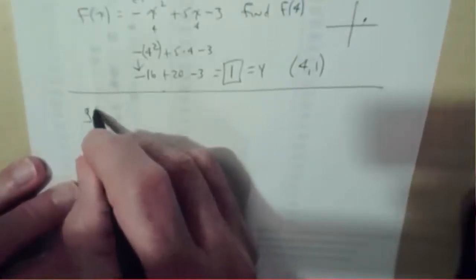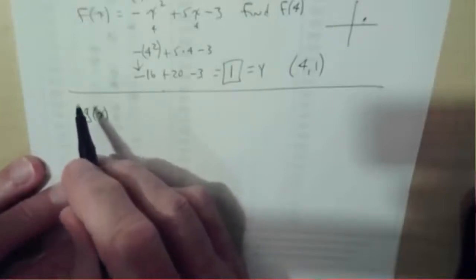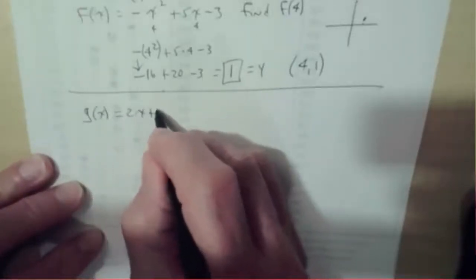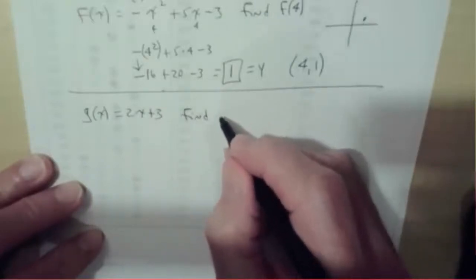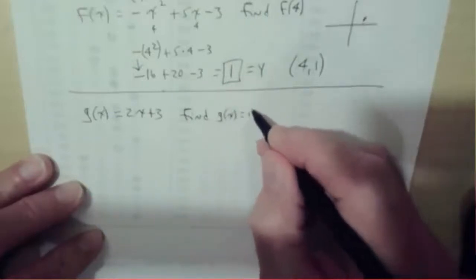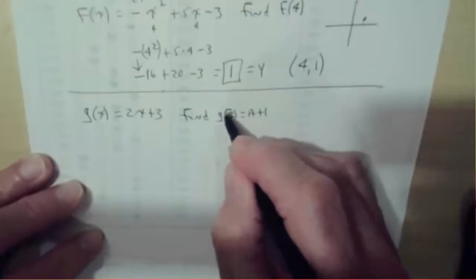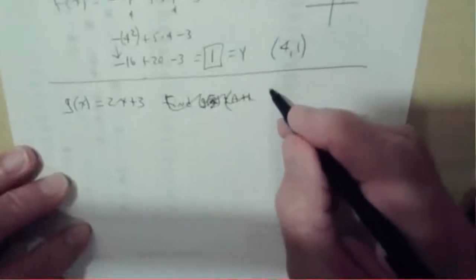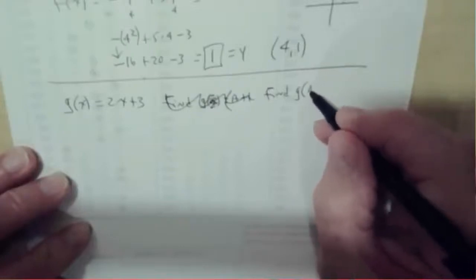If you have g of x, remember g of x is the same thing as f of x, it's just a different notation for a different function. So if g of x equals 2x plus 3, find g of a plus 1. Find g of a plus 1.